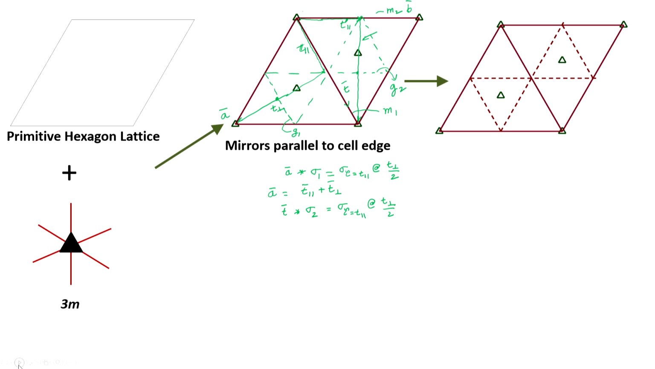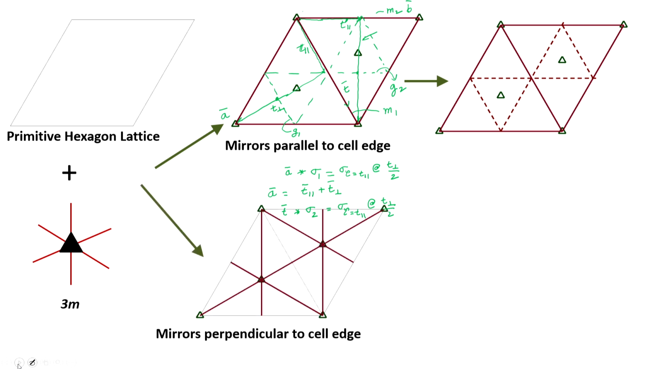Now, consider another orientation of this point group 3m, another orientation of the mirrors in this group. In the first case we have mirrors along the cell edges. Now, we have mirrors perpendicular to the cell edge, as you can see in this figure. Let me remove this clutter a bit. Now, let us consider this. I will also remove these equations, so that I can write a fresh set of equations here. Let us take one of the perpendicular mirrors, let us call this mirror M1.